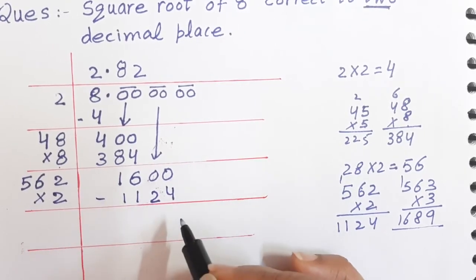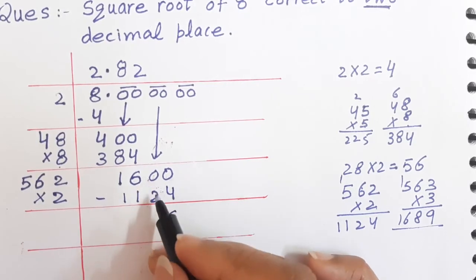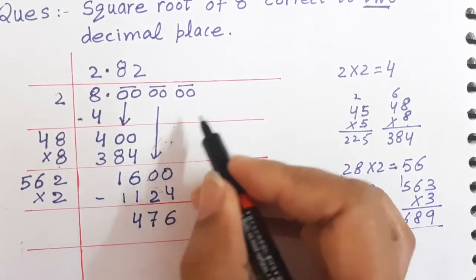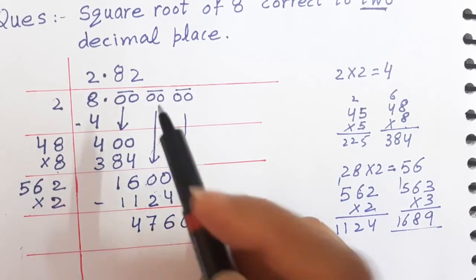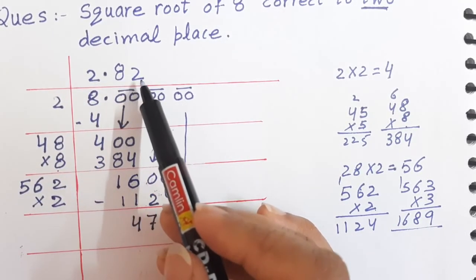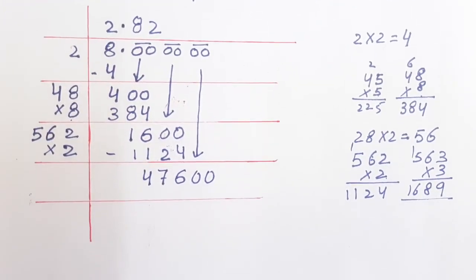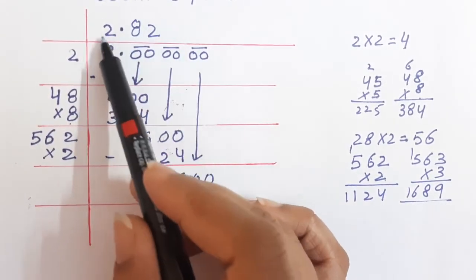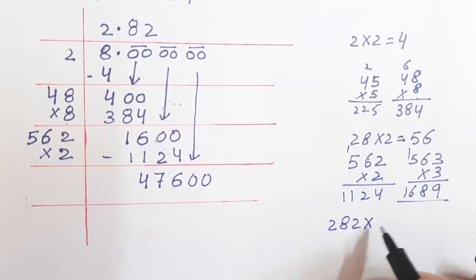Now again subtract the two values. 10 minus 4 is 6. 9 minus 2 is 7. 5 minus 1 is 4. Again take the next pair. Students, we have already got two decimals here. But as per the rule, we need to find till 3 decimal places. Right? So let us again take the double of the quotient, that is 282 multiplied by 2.